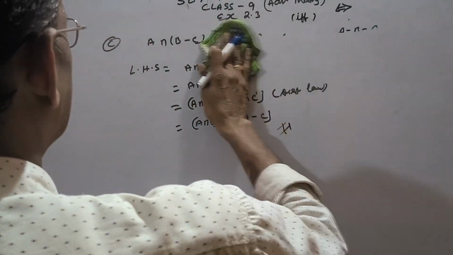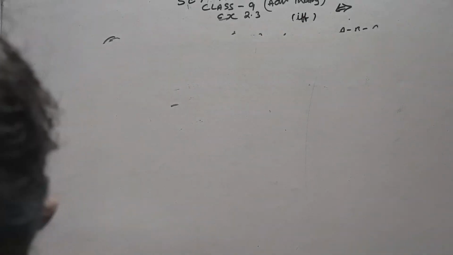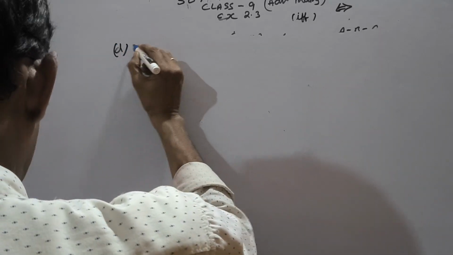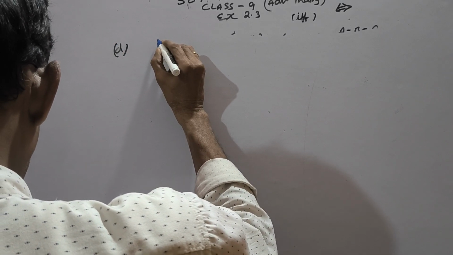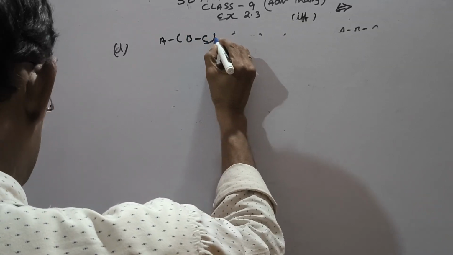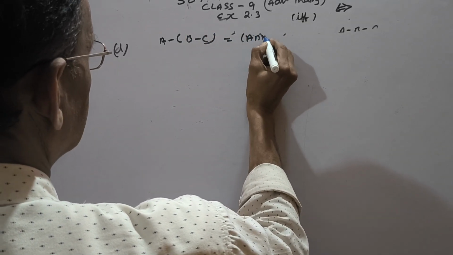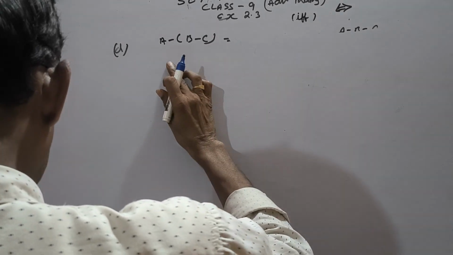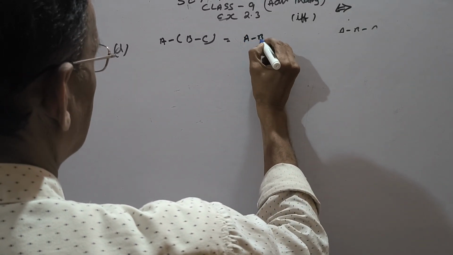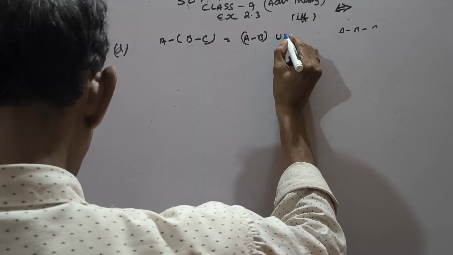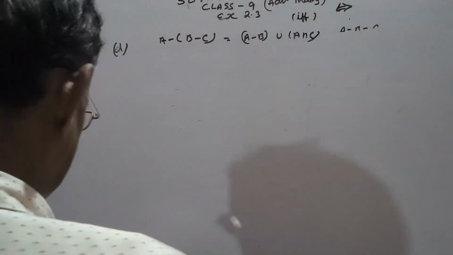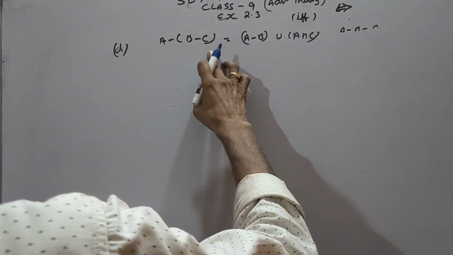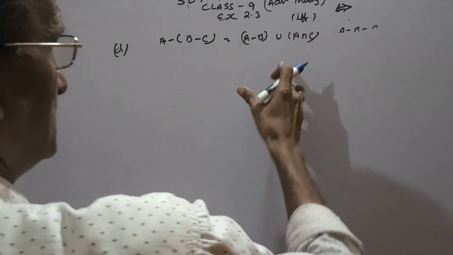Okay. Go to the next one. Number D. A minus B minus C equal to A intersection B. No, sorry. A minus B minus C equal to A minus B union A intersection C. Is it correct now? This is D: A minus B minus C equal to A minus B union A intersection C.